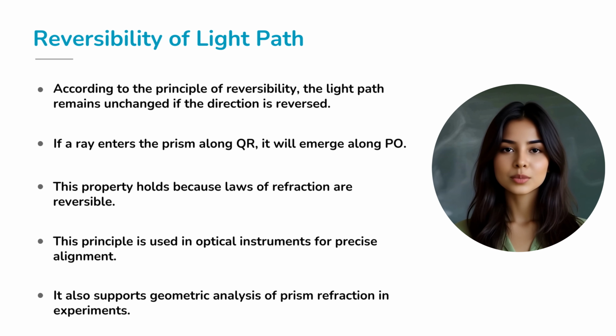One of the beautiful principles of optics is the principle of reversibility of light, and prisms are a perfect example of it. This principle says that if a ray of light follows a certain path through a medium, it will follow the exact reverse path if its direction is reversed. So if we send a ray along the emergent path, it will retrace its journey and emerge from the original entry point. This happens because the laws of refraction work equally well in both directions. Optical engineers use this property for precise alignments in instruments like periscopes and binoculars.